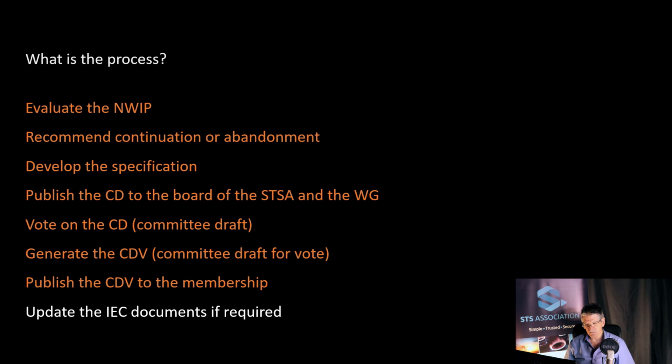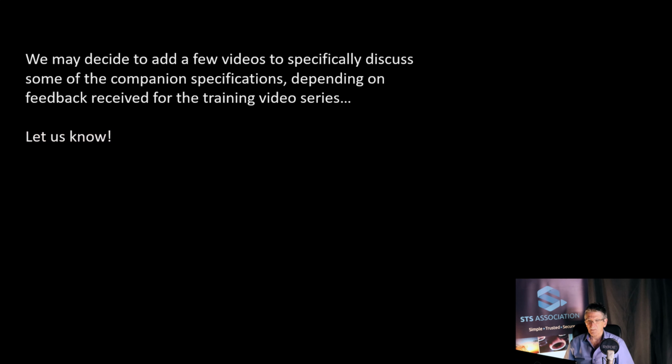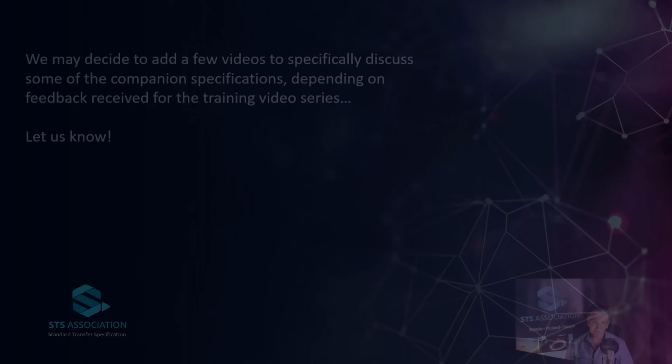If the vote is positive, it can then get published as a final specification, but it still remains a companion specification. Later on, we may decide that IEC documents need updating, in which case we will do that. We may decide to add a few videos to specifically discuss some of the companion specifications since they weren't discussed today, depending on feedback received from the training video series. Please let us know. Now let's have a look at what a new work item proposal looks like.